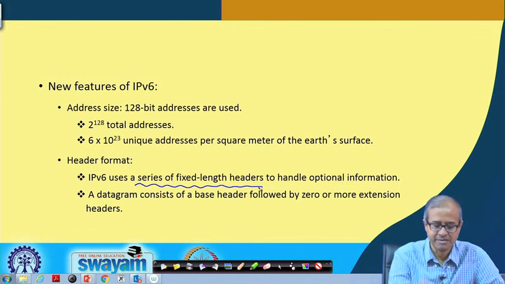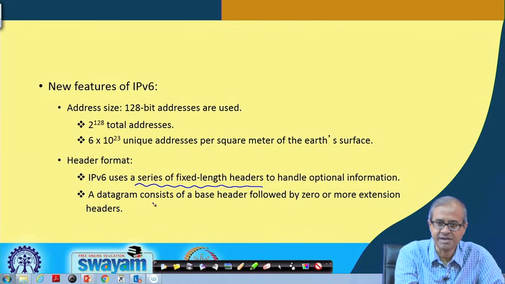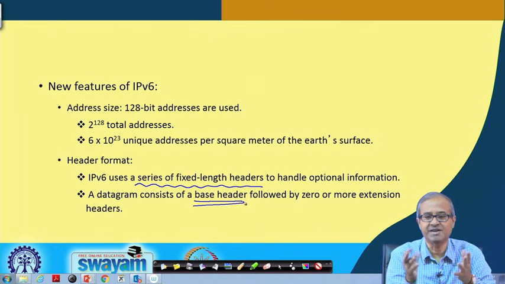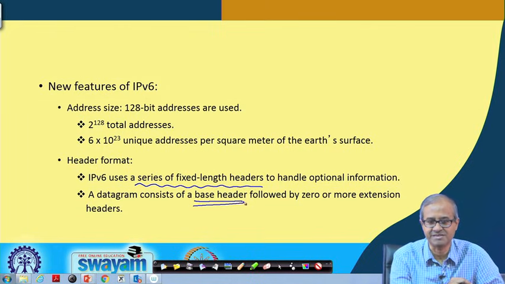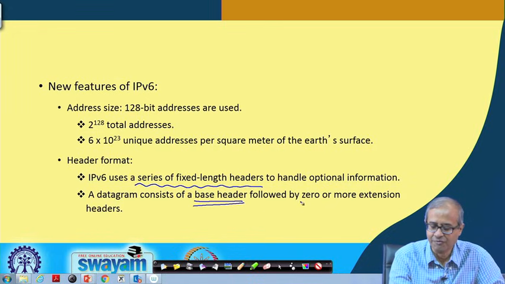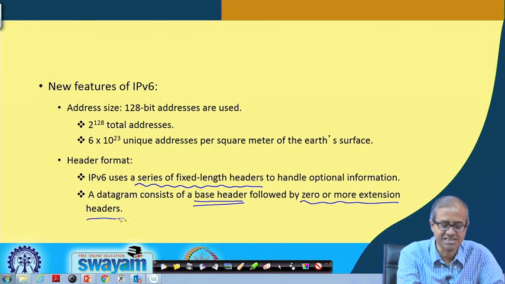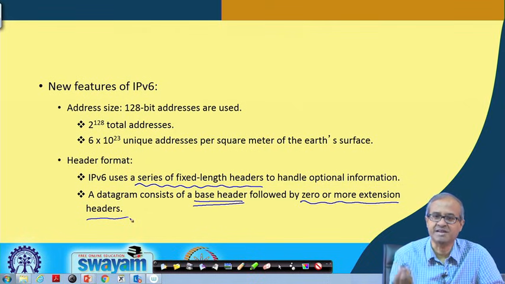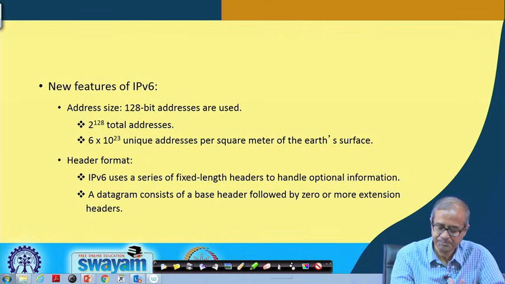So, a datagram in IP version 6 will consist of a base header, that is the basic header, which will contain, for example, the source and destination addresses, followed by optional extension headers. There may not be any, but there can be several.